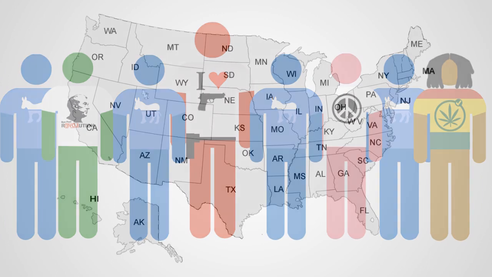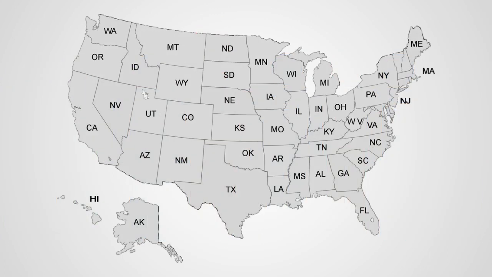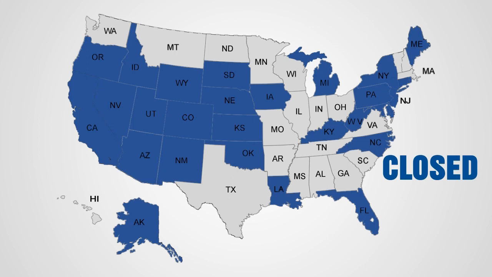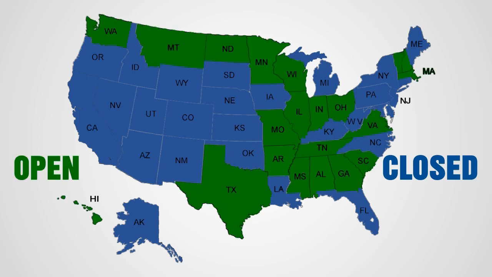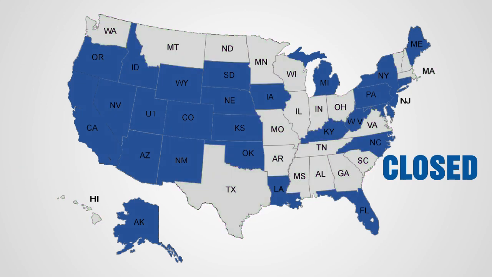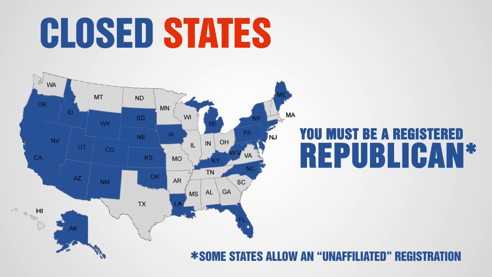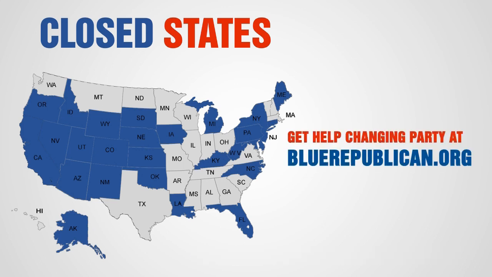Again, here's the list of states. If you live in one coloured blue, you're in a closed state and must register Republican as soon as possible. If you live in one coloured green, you do not, but don't forget to go to the primary or caucus on the right day. Finally, how do you go about changing your registration? In many states you can do it online. In others, it's a bit more tricky. You can find detailed information about registering Republican in your state on the bluerepublican.org page.